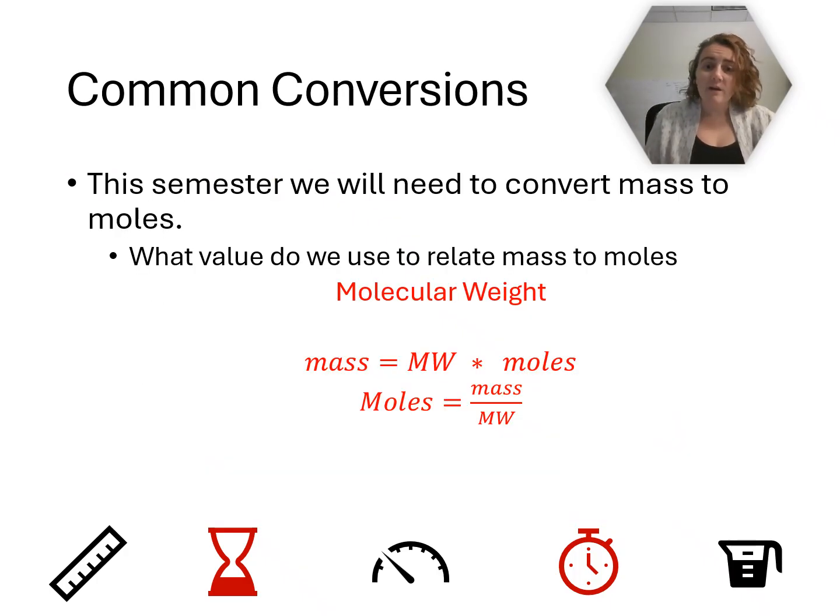All right, we are going to have some common conversions throughout class, and one thing that we're going to need to do quite often is go between mass and moles in this class. So that's going to harken back to when you took chemistry previous to this class. So what value do we use to relate mass to moles? The answer to that is the molecular weight. Remember that your molecular weight is found by looking at the periodic table, and it is in units of grams per mole or kilograms per kilomole. So that's important to note.